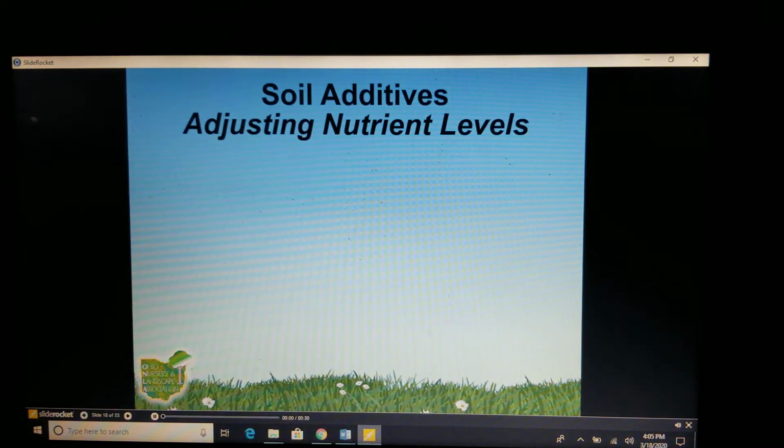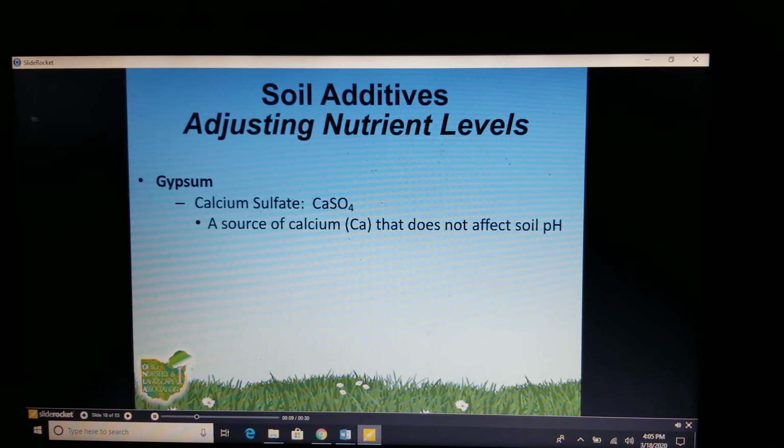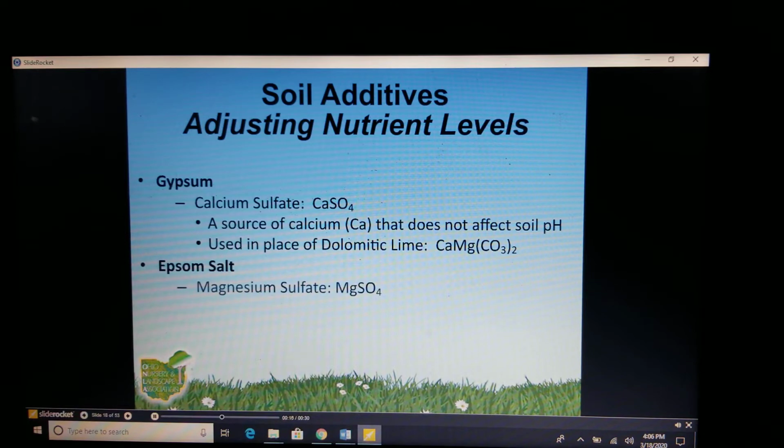If a soil test indicates a lime deficiency, calcium sulfate, also known as gypsum, can be used to correct the lime deficiency without changing the soil's pH. Likewise, if a test shows the soil is deficient in magnesium, then magnesium sulfate, known as Epsom salt, can be used to correct the magnesium level without affecting the soil pH.